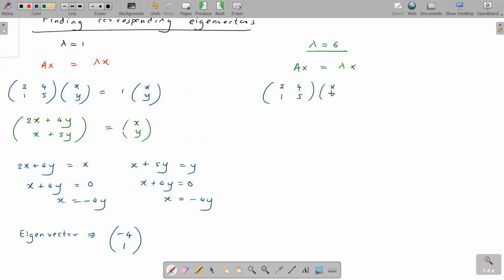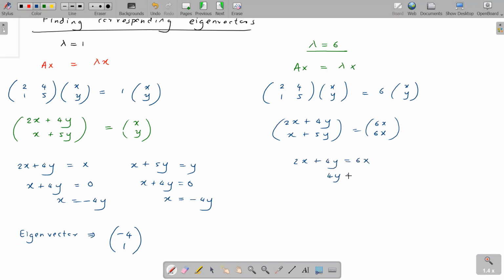Again, the eigenvector is (x, y). Lambda is now 6. Get me the eigenvector, get me the x, y value. So when you open this, you get 2x plus 4y, and here you get x plus 5y equals 6x, 6y. So when you take the two equations, I think you can see 2x plus 4y equals 6x, which gives you 4y equals 4x, which gives you y equals x, right? I think you would get the exact same thing even from the other side. Am I correct to say that? 5y equals 5x, which is y equals x.